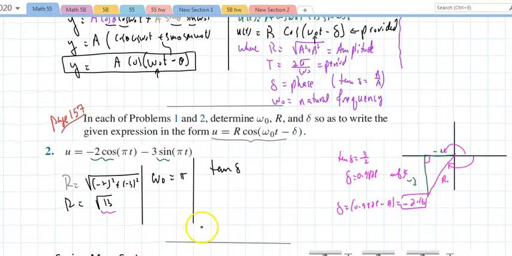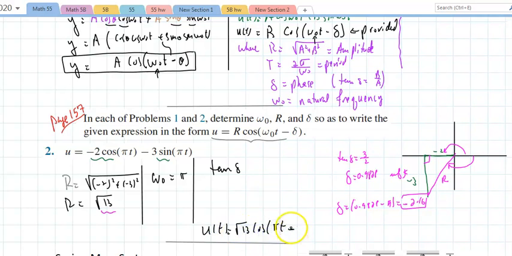And then you would say, well, u of t is actually radical 13 times the cosine of pi t plus minus, because it's always a minus, plus 2.16. And that would be the answer for this problem.